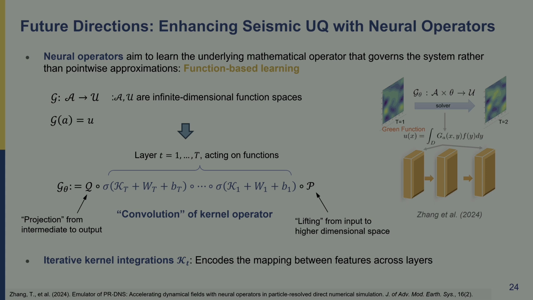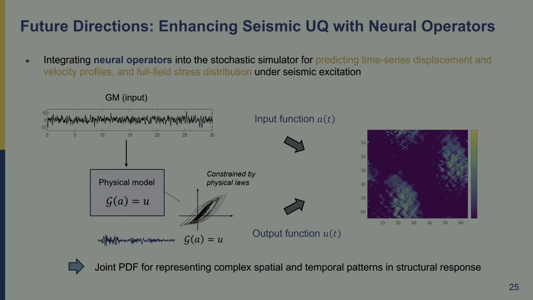Through the iterative kernel integration, integrating this neural operator into the stochastic simulator models can be a promising research topic for seismic UQ analysis, to predict the time series displacement or velocity profile or full-field stress distribution under the seismic excitation. Identifying the joint feature or joint PDF of the input function and output function within the stochastic simulator framework can be a good direction for capturing the spatial and temporal patterns in structural response.